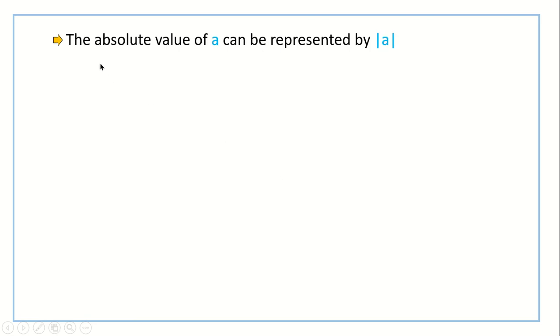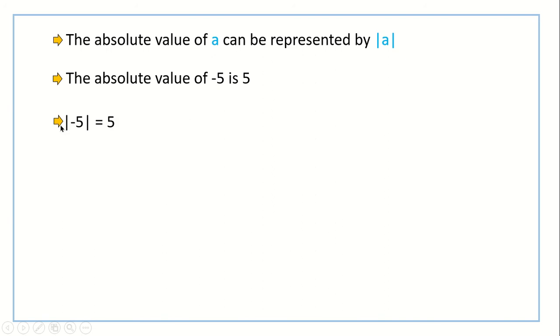Now, the absolute value of A can be represented by this symbol. We just have to have two vertical lines, and in between them we put the integer. So this one we can say is the absolute value of A. Look, the absolute value of -5, we know that it is 5. In other words, we have 5 units from 0 to go to -5.